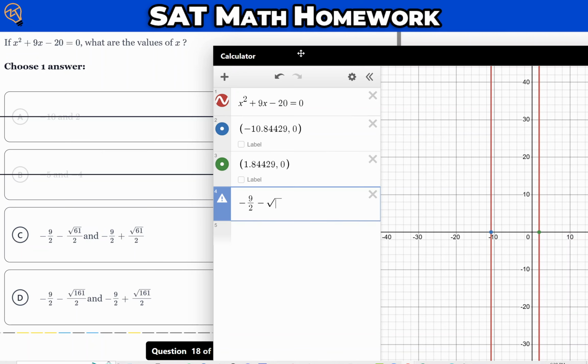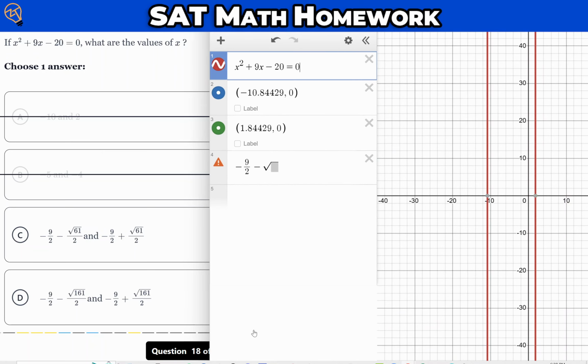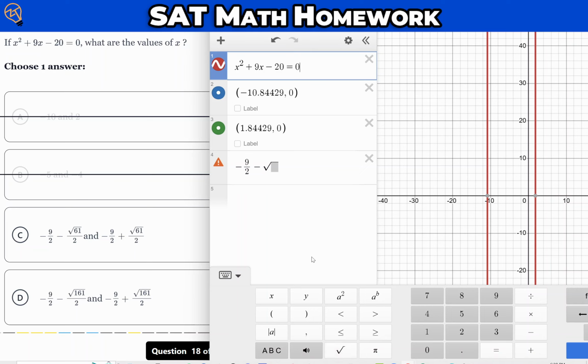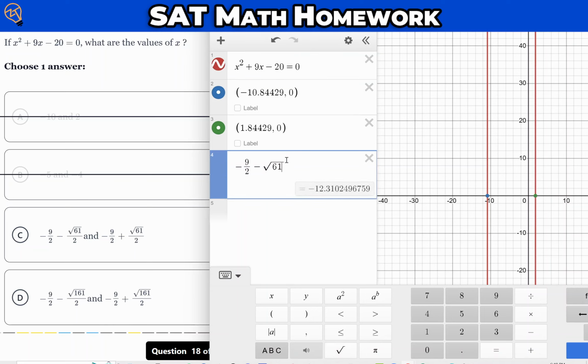Or I could go down to the keyboard and then choose the square root down here. And then I'll type in 61. I'll make sure I go to the right to get out of it, and then I'll do the / again, and then the 2. So does that match with one of my solutions? No. So let me change it to 161. Oh, look at that, that matches.